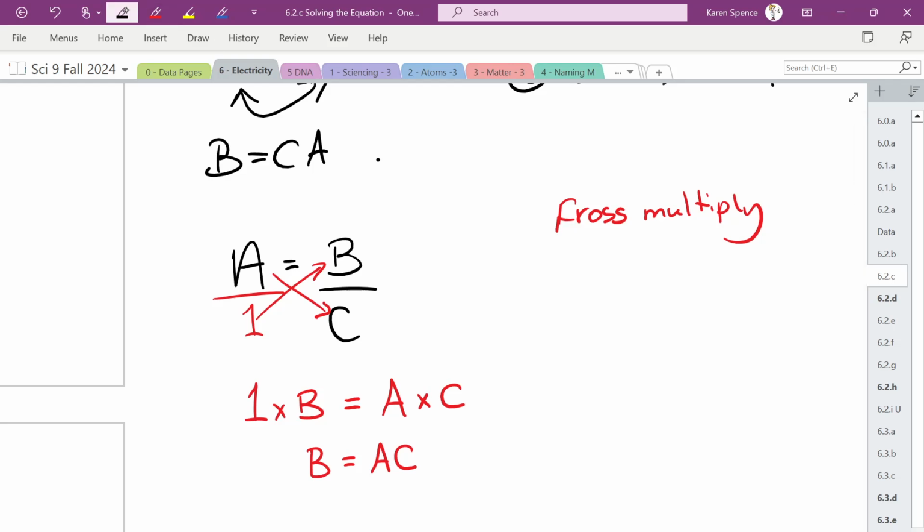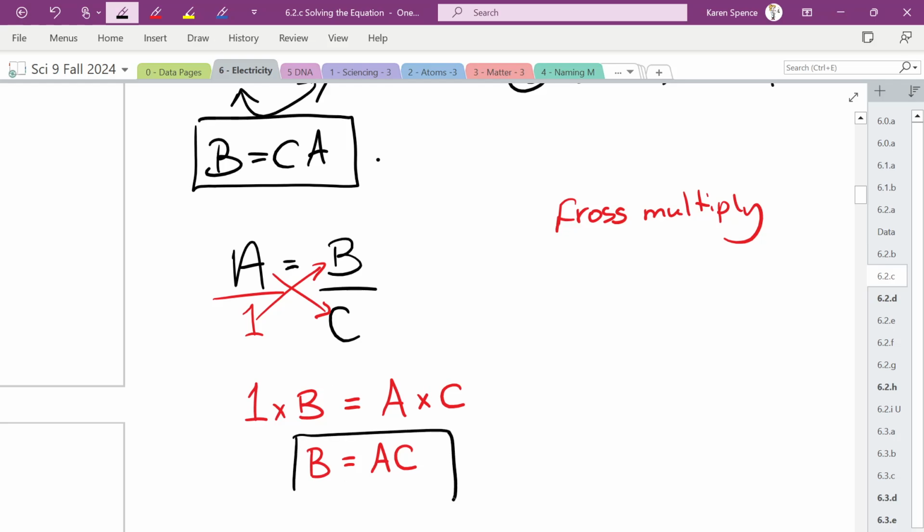I'd like you to make note that these are actually the same. Does it matter if I have 6 is equal to 2 times 3? Is it okay to write 6 is equal to 3 times 2? Yes. So it doesn't matter multiplying which way it goes.